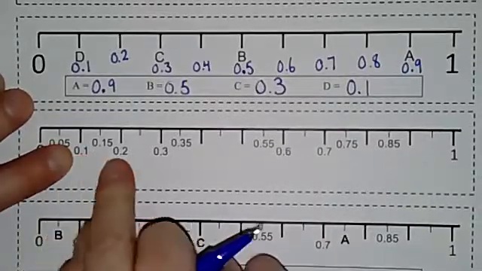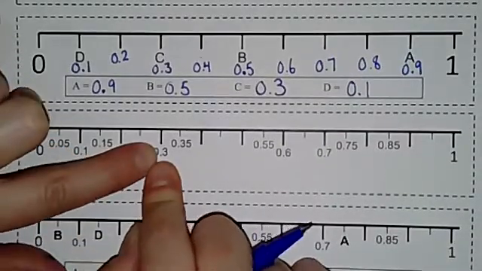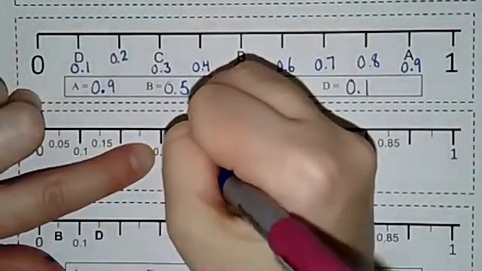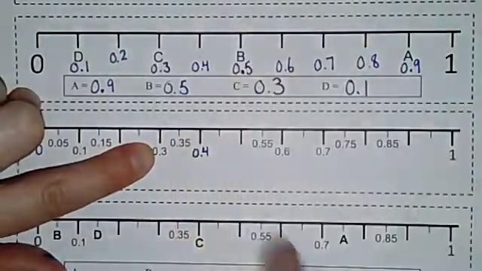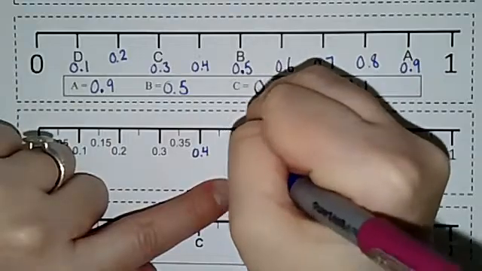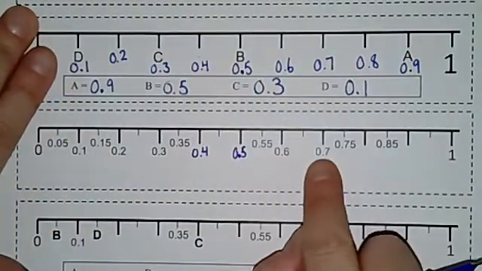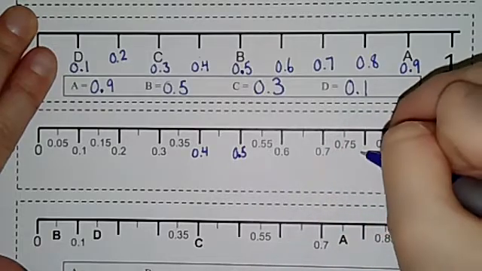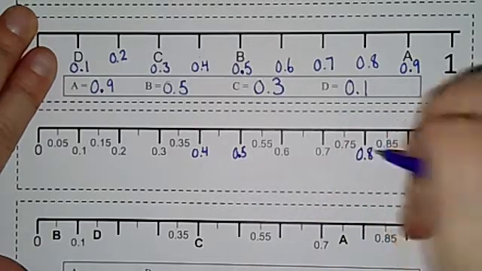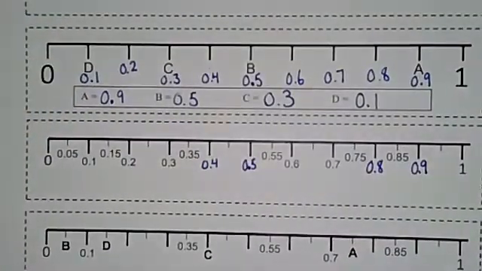I've got 1/10, 2/10, 3/10. The next big black line is 4/10. The halfway mark is 5/10. You're doing the large black lines. Then 6/10, 7/10, then 8/10 on the large black lines and 9/10. All right, now all of those are filled in.